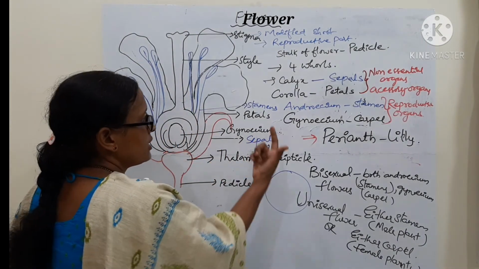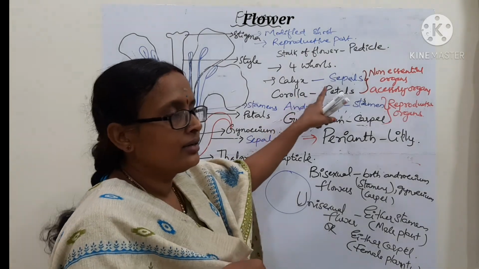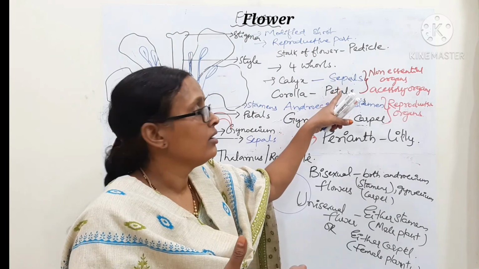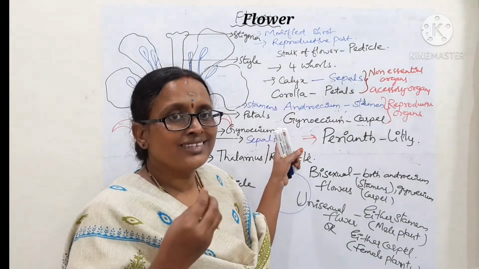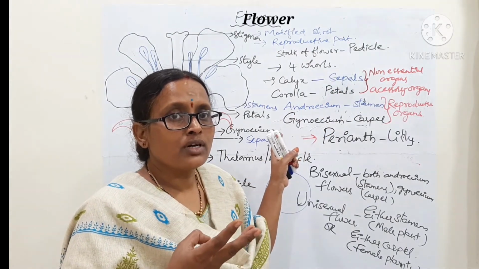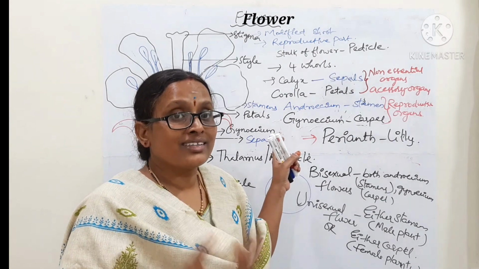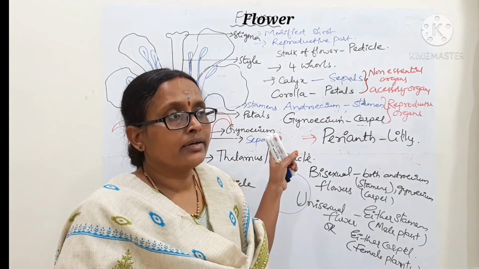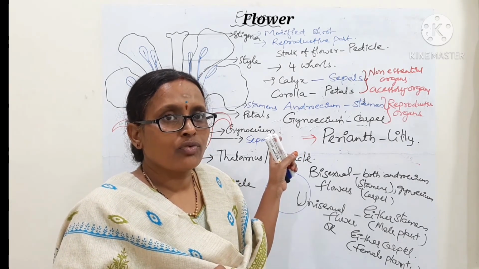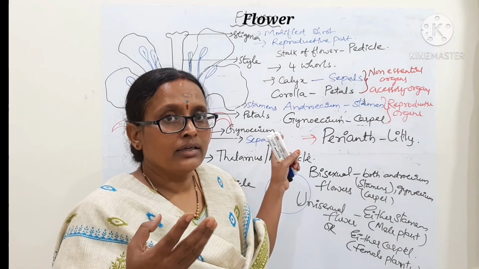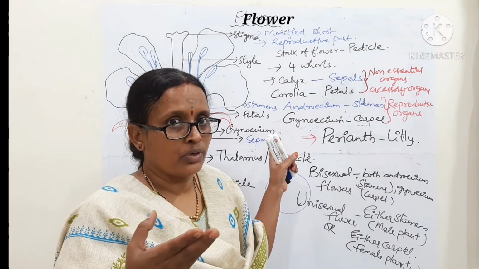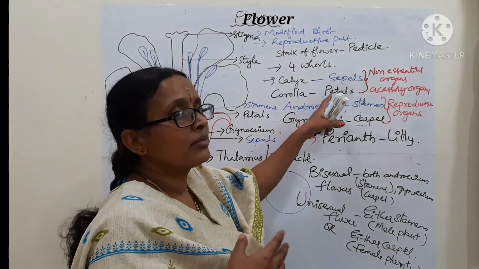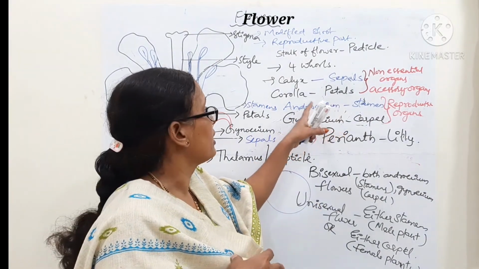The outermost layer is the calyx, and its parts are known as sepals. They may be 4 or 5 depending upon the flower. If they are 3 or multiples of 3, it is called a trimerous flower. In a tetramerous flower, the calyx is 4, the corolla 4, and the stamens and carpels are multiples of 4. Pentamerous is 5 in number.